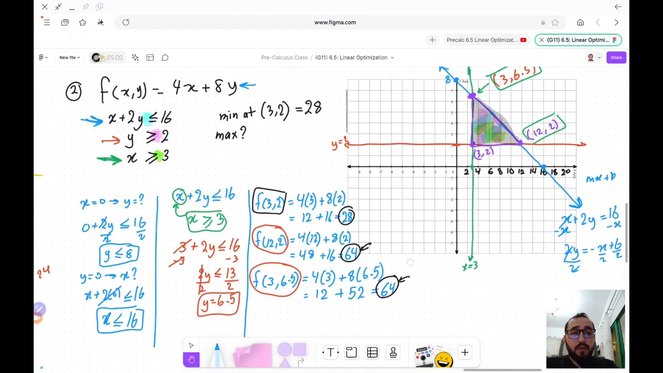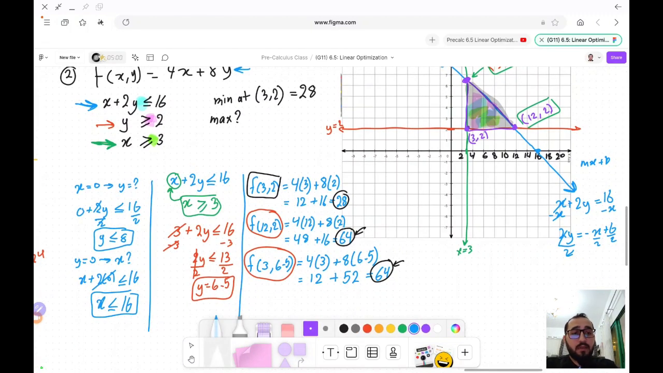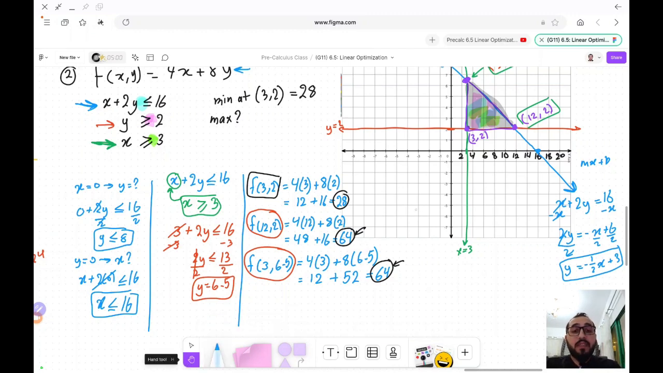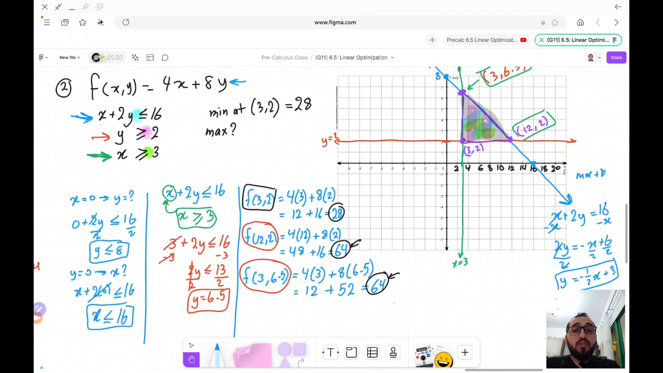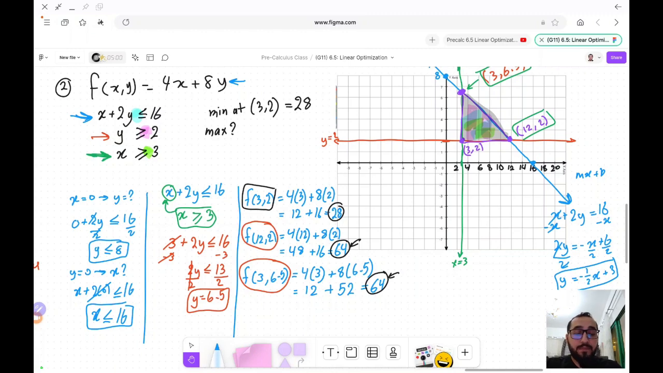Let me go down a little bit. Then y is equal to negative half x plus 16 over 2, which is equal to 8. Now, this is my linear equation that has 2 points. They have the same maximum. So what should I do? How can I represent the maximum?